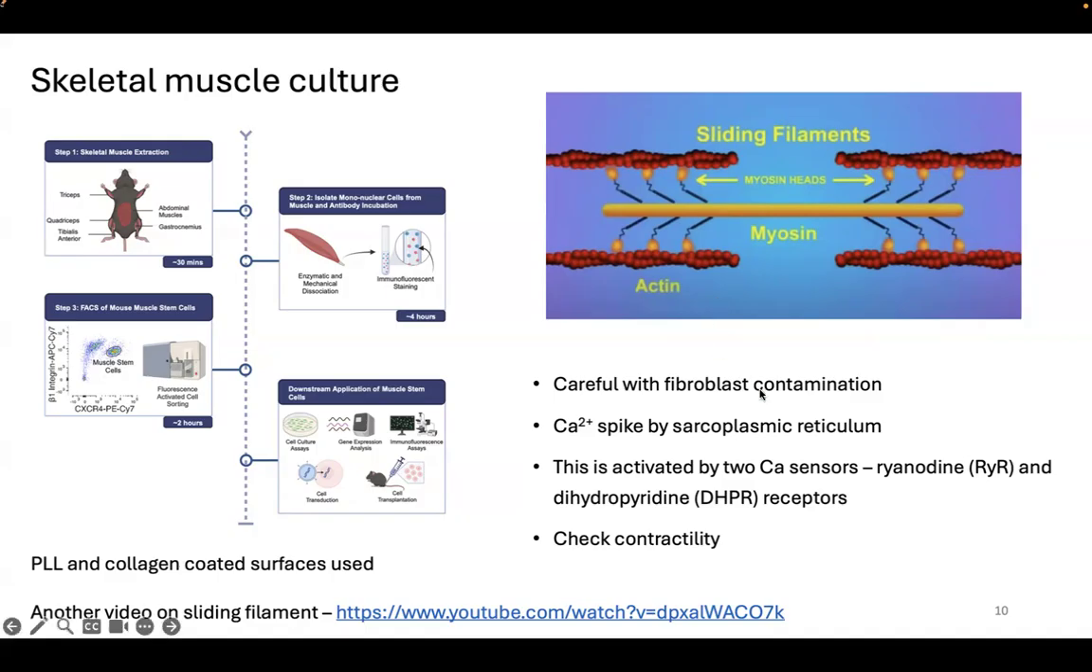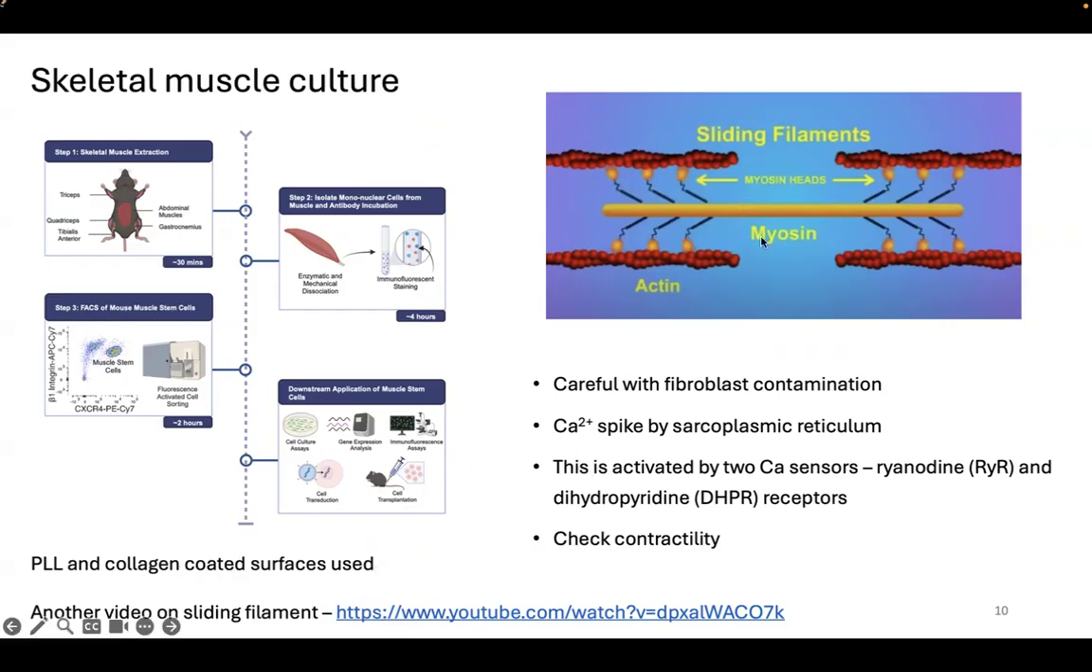One thing that is often, like in the case of neurons, we saw that there's a possibility of glial cell contamination, because there are a lot of glial cells around neurons. In the case of muscle cells, there are a lot of fibroblasts around muscles. So you need to ensure that your fibroblasts are not coming along when you are purifying your culture.